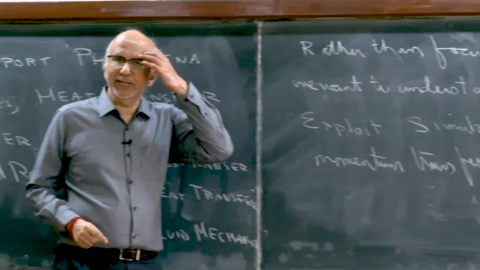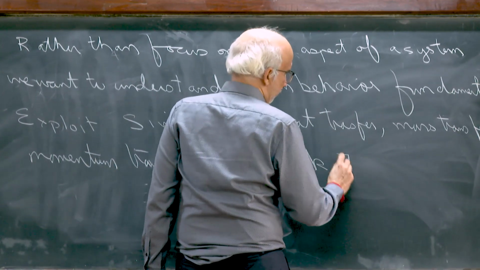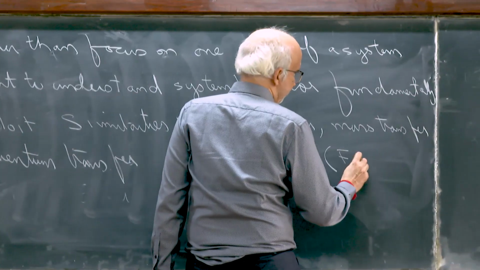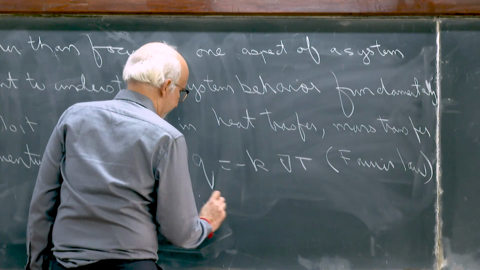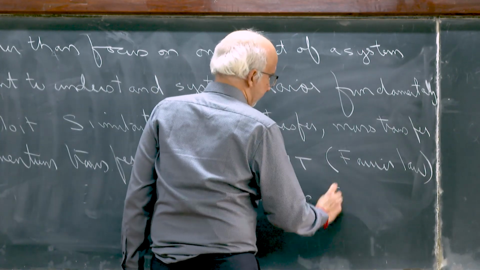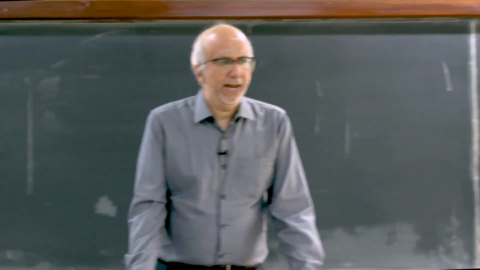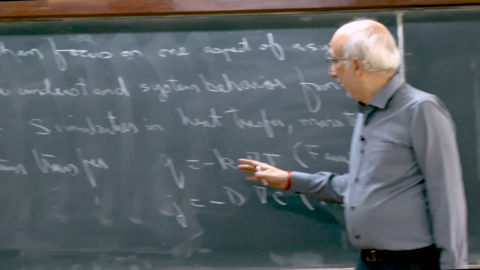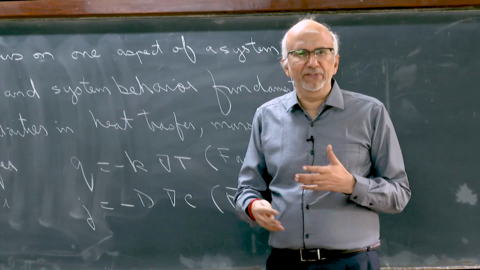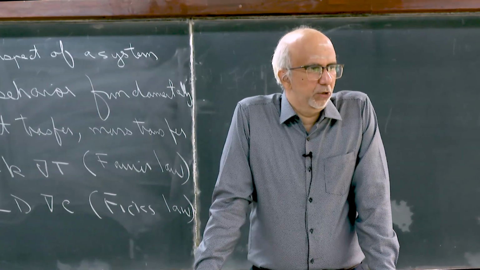What do I mean by that? For example, in heat transfer you have Q, the flux, is minus k, the gradient of T. This is Fourier's law. And then in mass transfer, the flux is minus D, the gradient of C. This is Fick's law. And this is something which you have come across before. The important point is that we are assuming here, for example, there is no convection, no flow. There is only conduction or diffusion taking place.